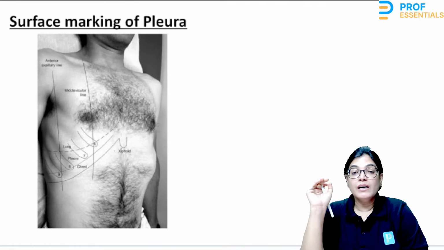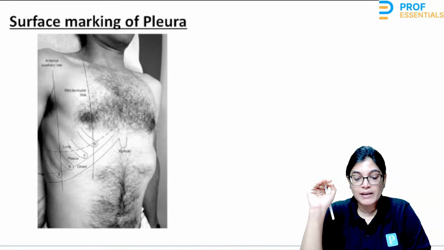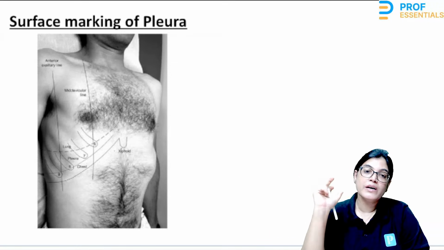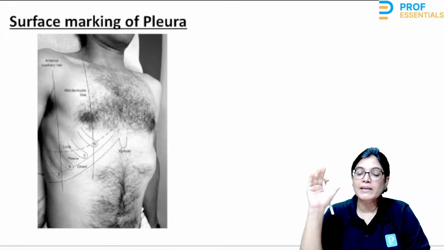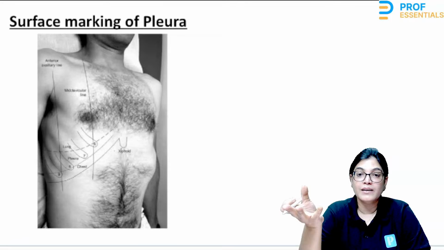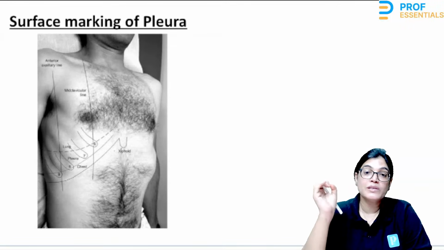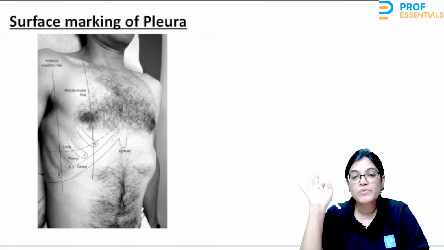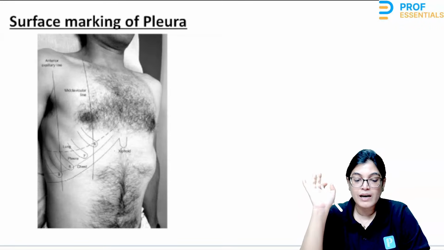For understanding the surface marking of the pleura, you can make a diagram and add a few notes to it. In every alternate viva examination, after every 3-4 students, one student is definitely asked about the surface marking of the pericardium or the surface marking of the pleura. So let's learn about the pleura.